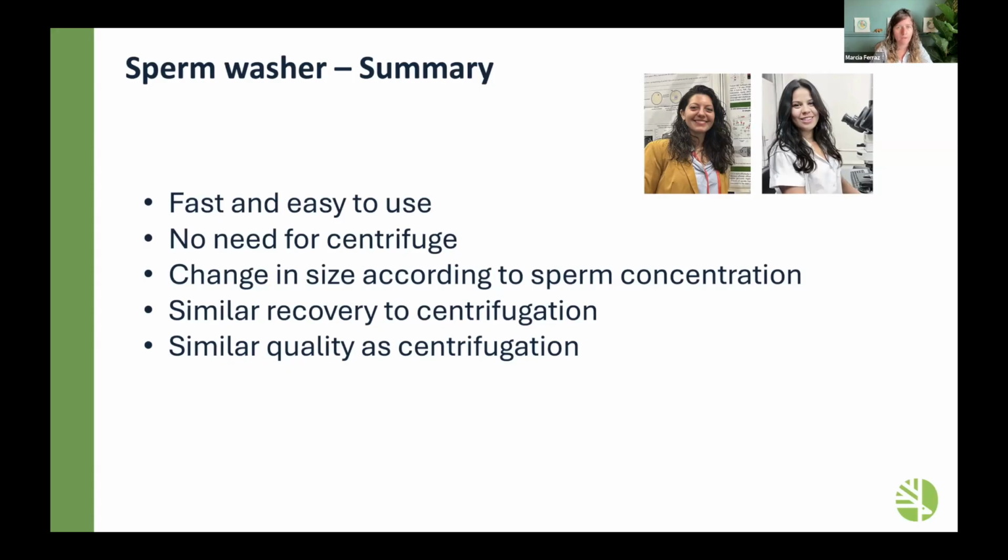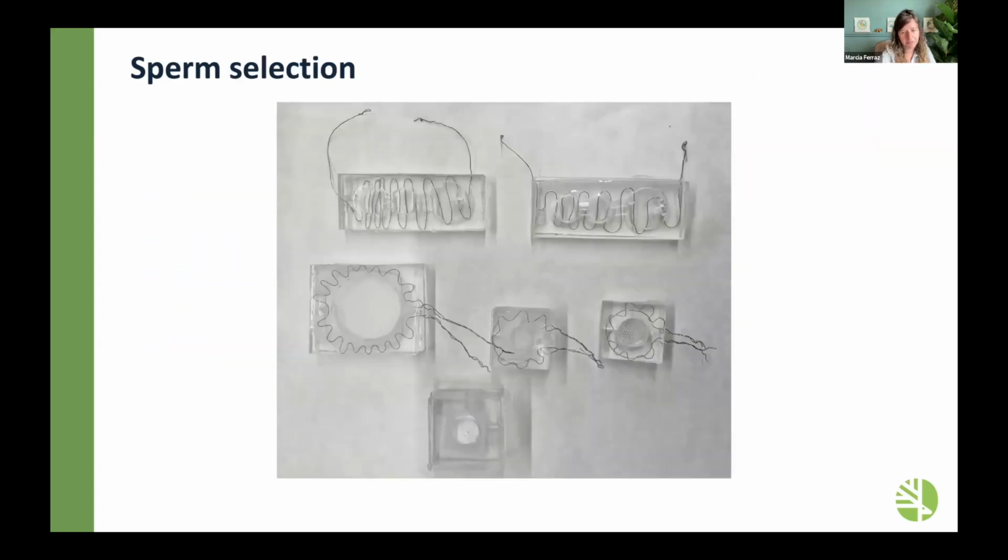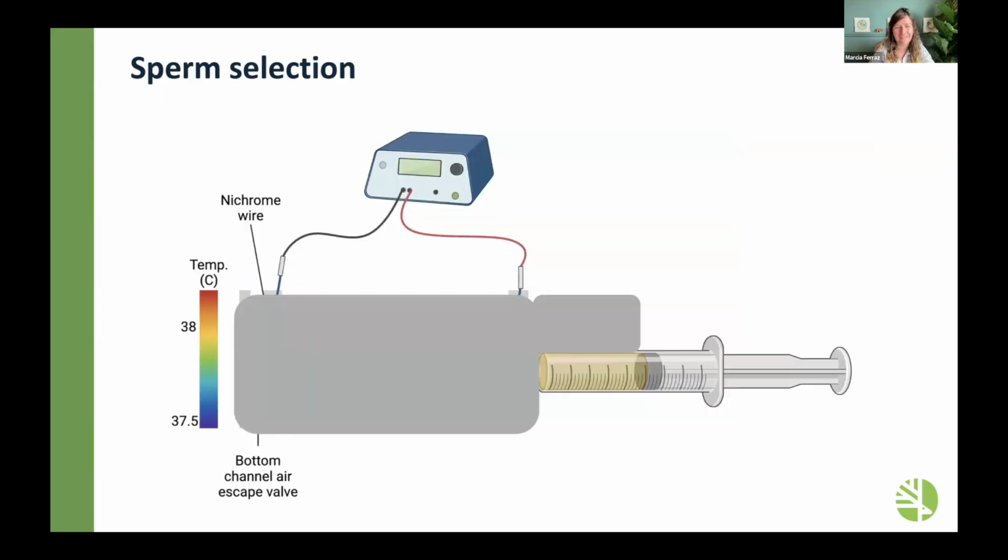Next, I will talk about sperm selection. When we were thinking about sperm selection, we thought about different ways we could do that, and we have tried many. That's why I say using 3D printing is nice, because we have tried so many different designs, and a lot of them didn't work. But one really worked well, and that is what I'm going to talk about now.